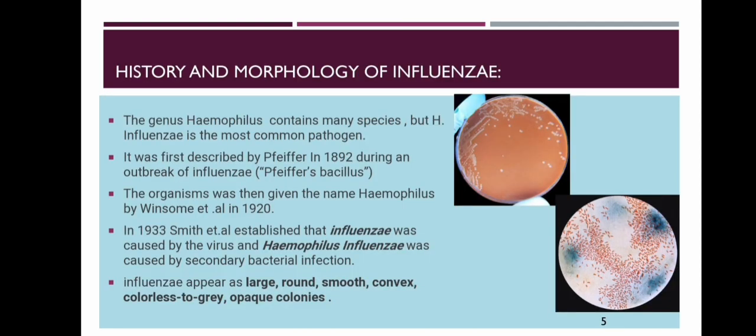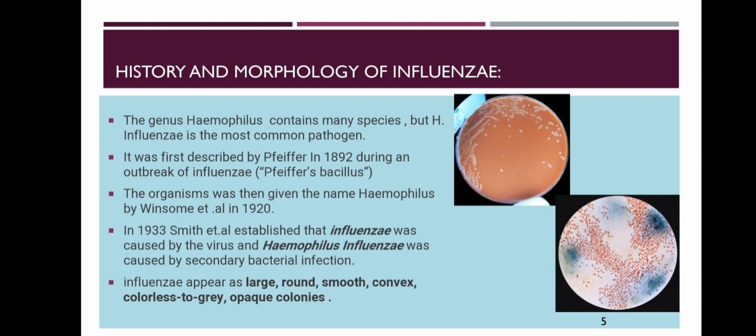History and morphology of Haemophilus influenzae. The genus Haemophilus contains many species, but Haemophilus influenzae is the most common pathogen. It was first described by Pfeiffer in 1892 during an outbreak of influenza. It is also called Pfeiffer's bacillus. The organism was then given the name Haemophilus by Winslow et al. in 1920. In 1933, Smith et al. established that influenza was caused by a virus and Haemophilus influenzae was a secondary bacterial infection.